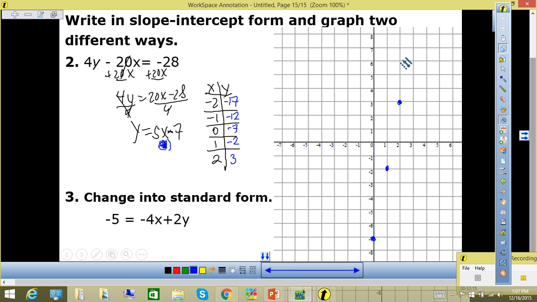Can we use any of those that you had, like negative 2, negative 1, 0, 1, 2? Can we use any of those? It would just be parallel, right?